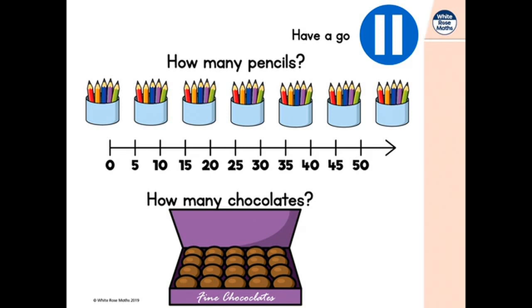Great. How many pencils were there? Did you count the 5 pencils in each container? If you did, there were 35 pencils. And how about the chocolates? How could you count the chocolates by 5? Well, each row contains 5 chocolates. 5, 10, 15, 20. There are 20 chocolates.